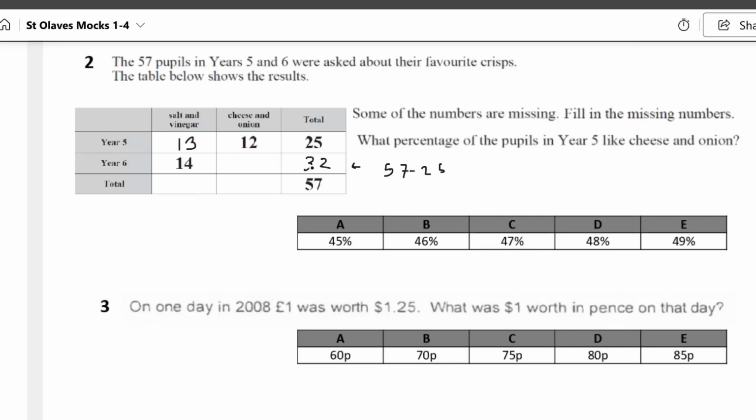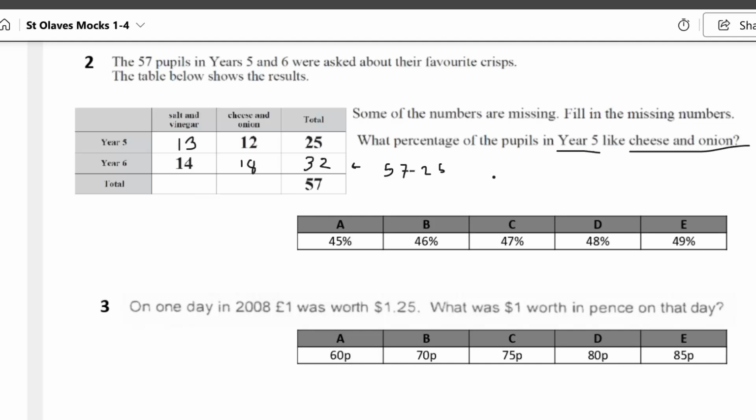So if we have that total as well, we can also subtract 14 to find out this number. 32 minus 14 is going to give us 18, to give us a total of 32. Then we have this total and then that total. Let's just see if we actually do need to figure out these totals. It's asking what percentage of the pupils in year 5 like cheese and onion. Do we have total year 5 students?